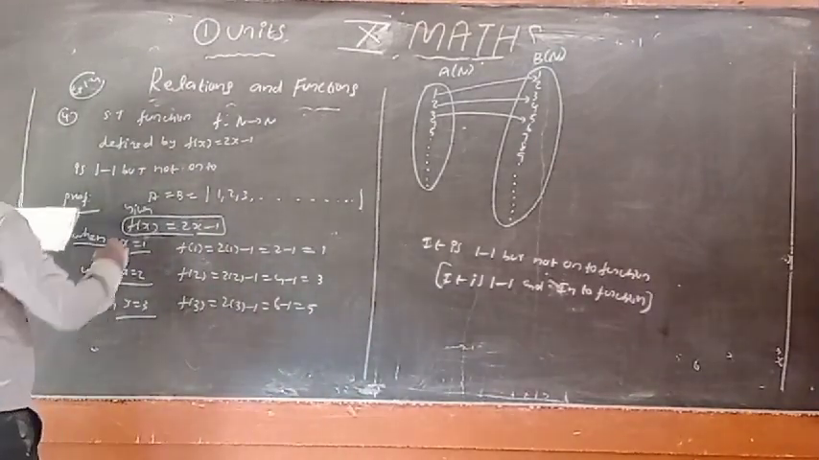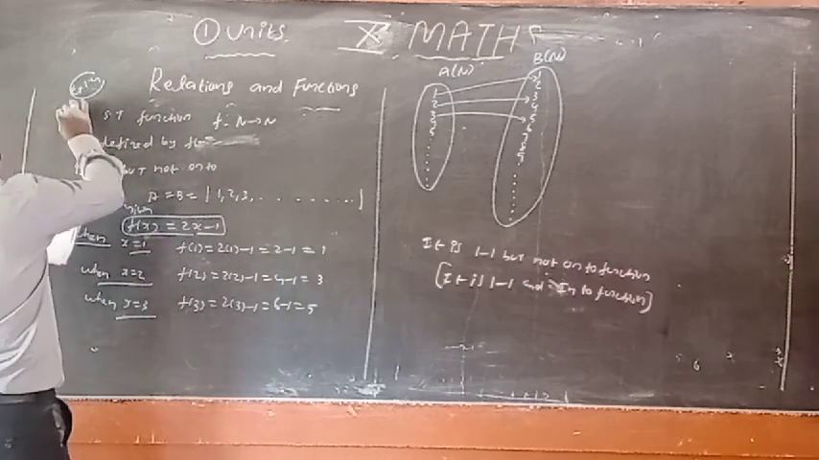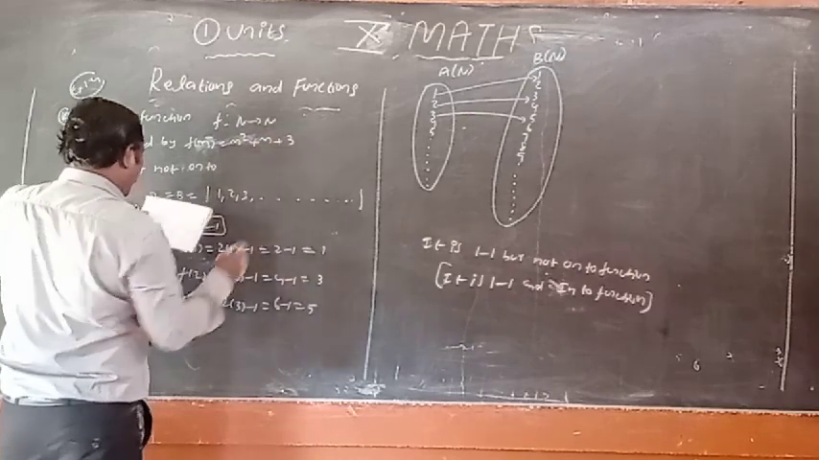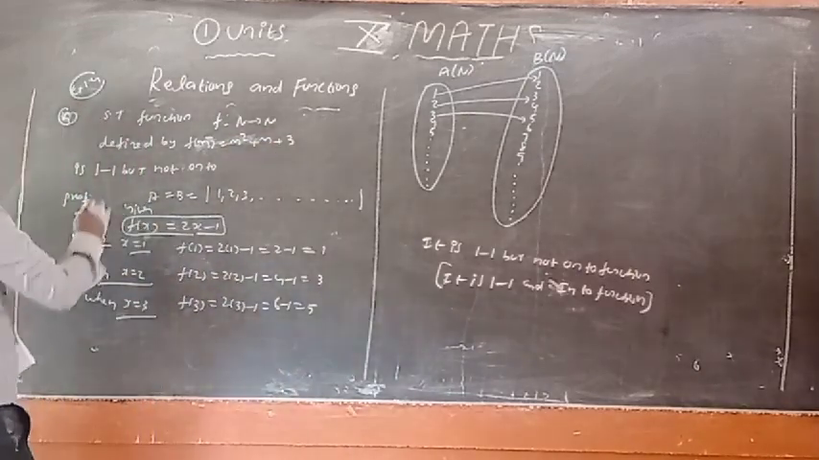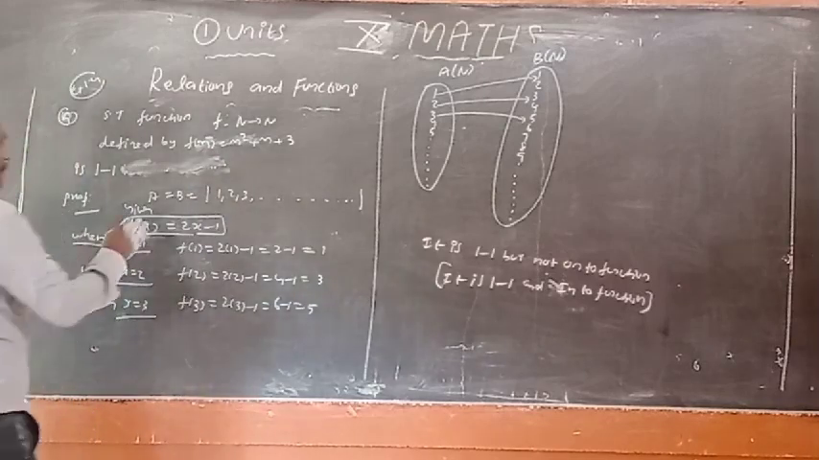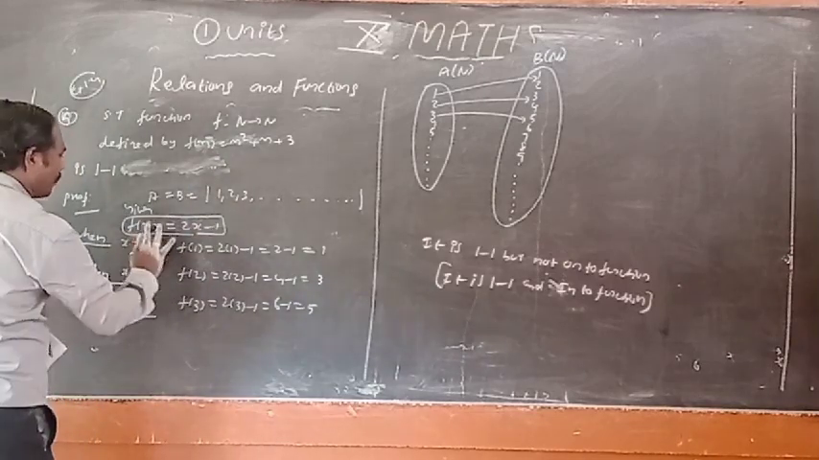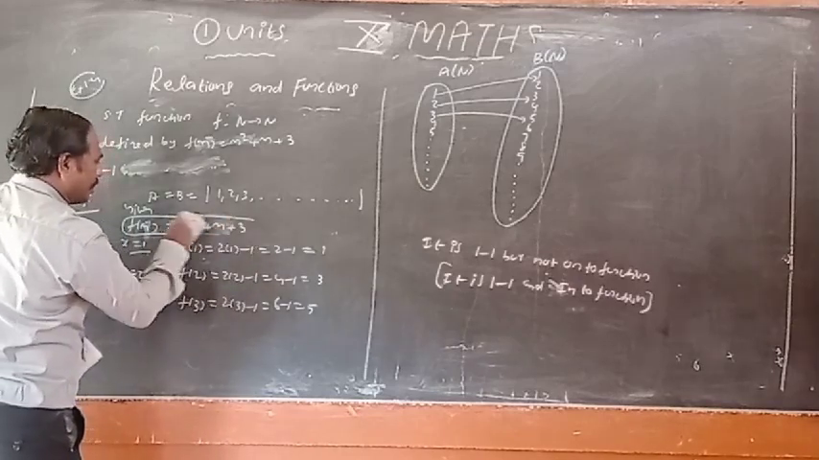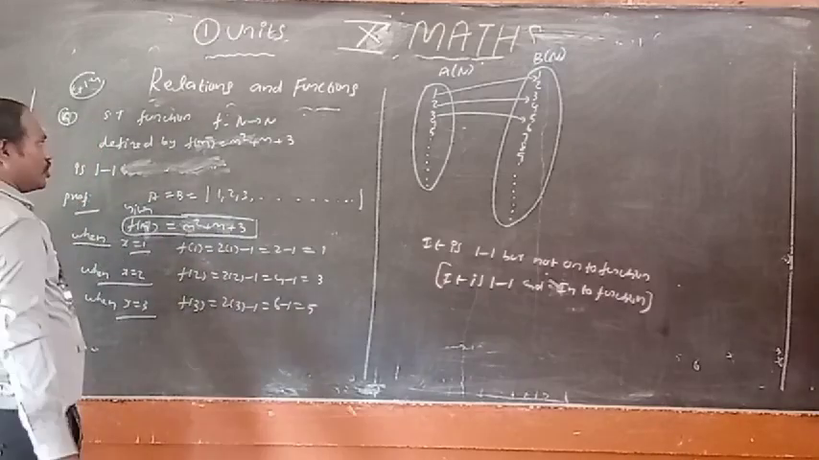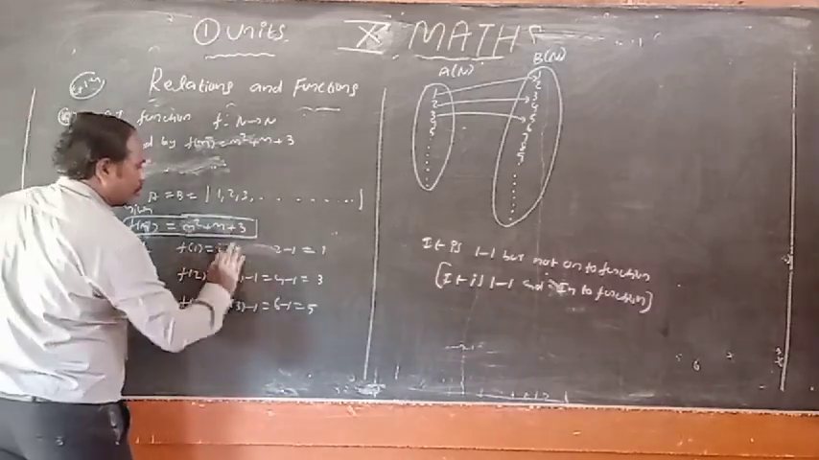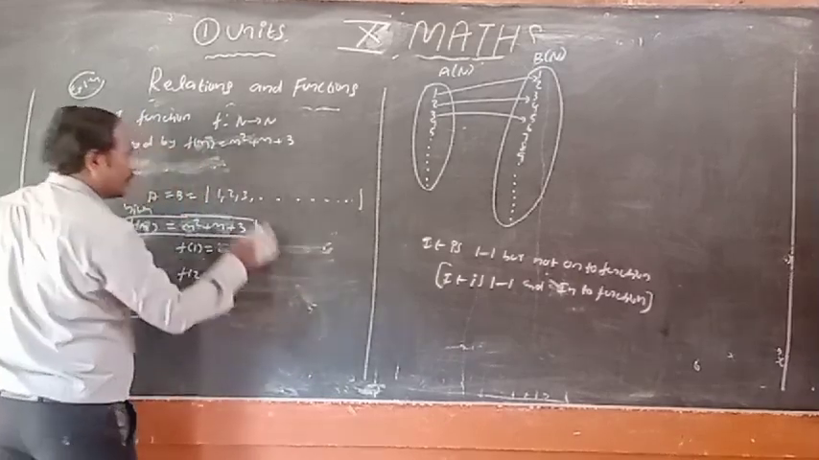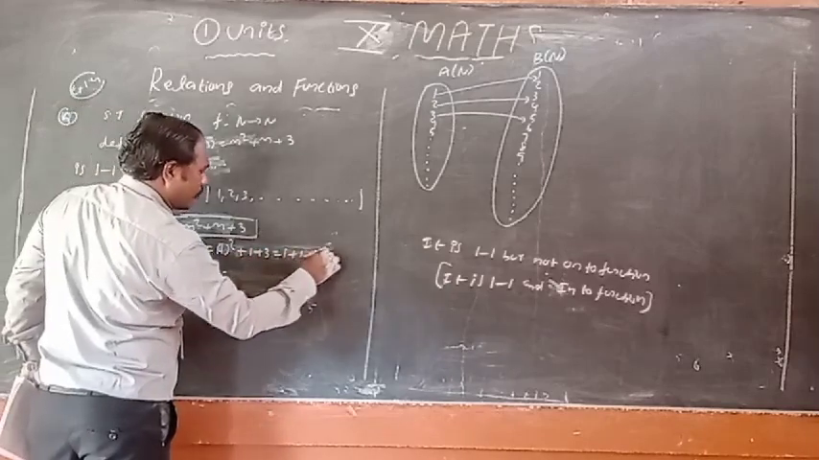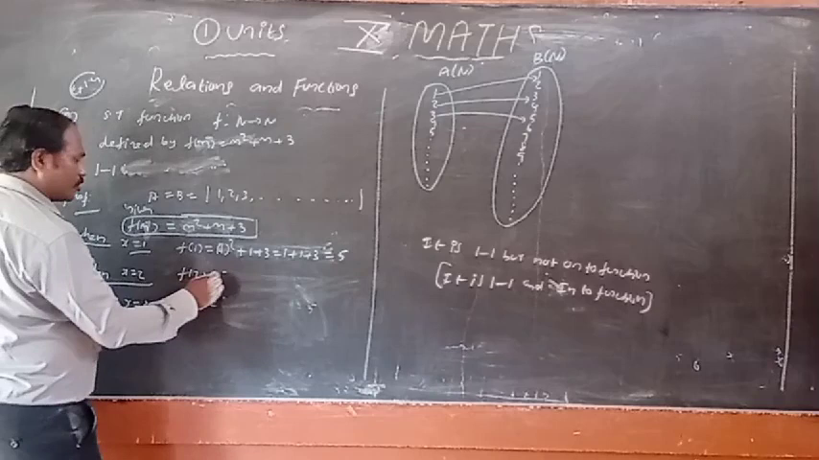Show that the function f from N to N, f of m equal to m square plus m plus 3, is 1 to 1 function. Same as usual. But what is the condition? f of m equal to m square plus m plus 3. When x equal to 1, substitute, f of 1 equal to 1 square plus 1 plus 3. 1 plus 1 plus 3, what is the value? 5.